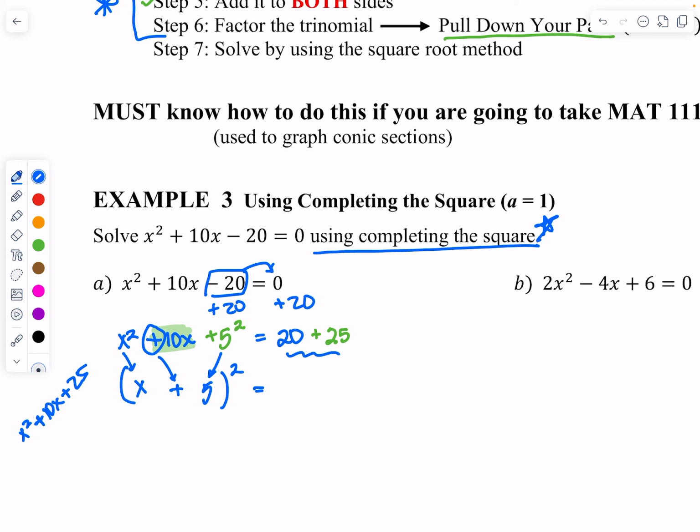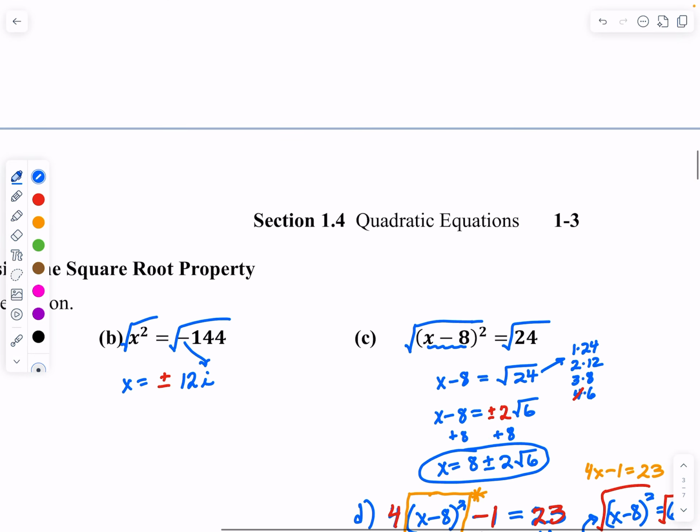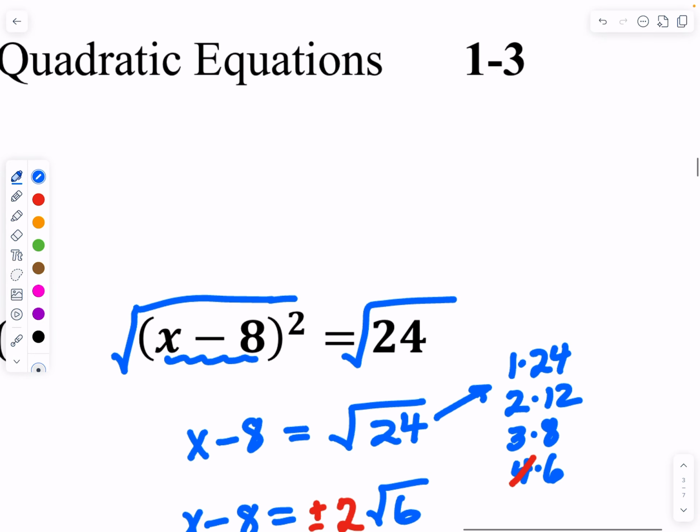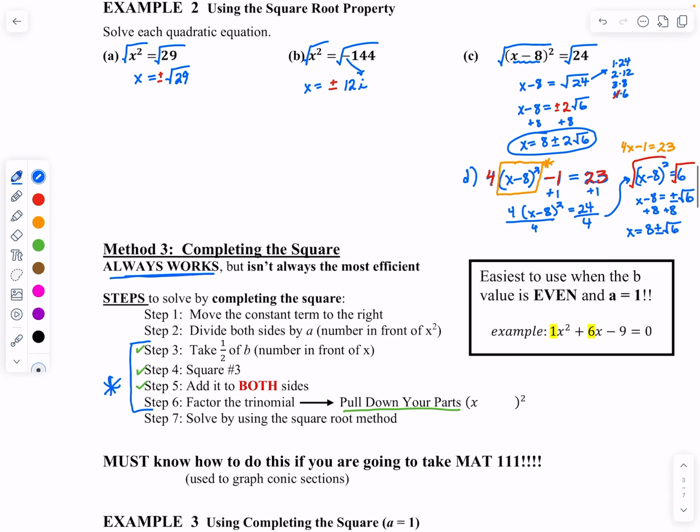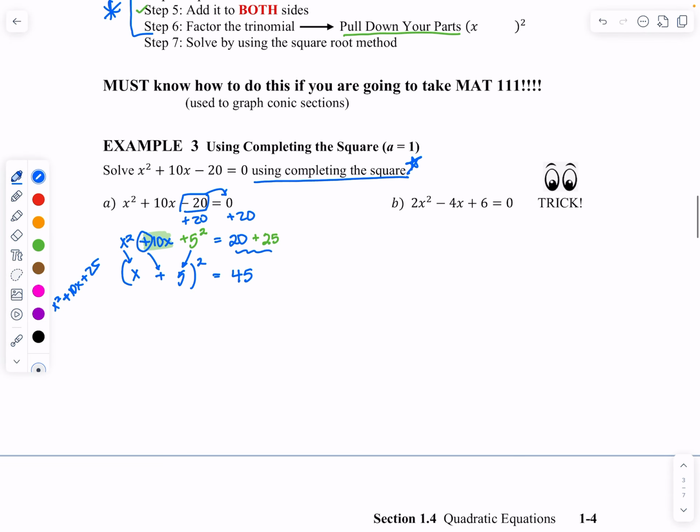And then on this side, I'm just going to add those. So I get 45. So I have x plus 5 quantity squared equals 45. Now, this should look familiar. It should look a lot like what we had up here, right? When we had something quantity squared equals a number. So now I'm going to use the square root method.